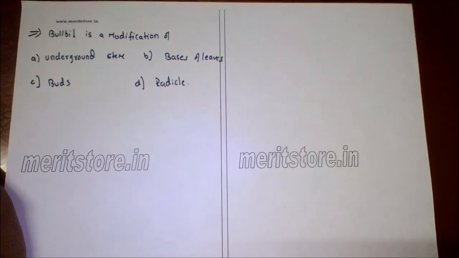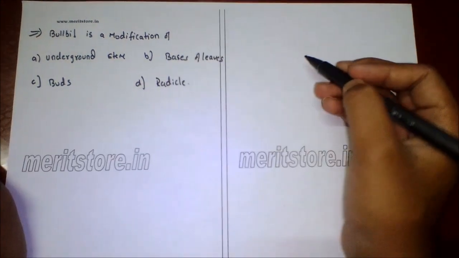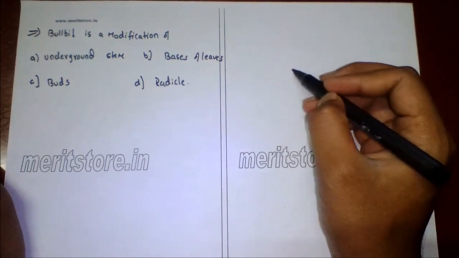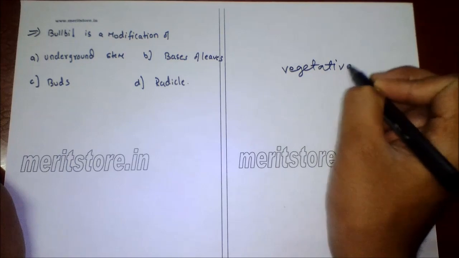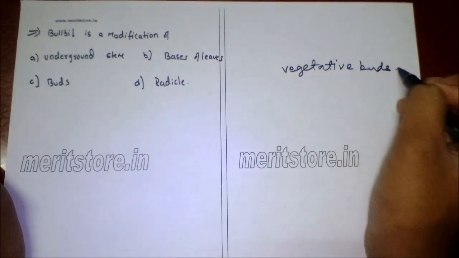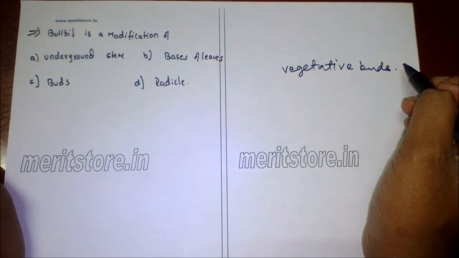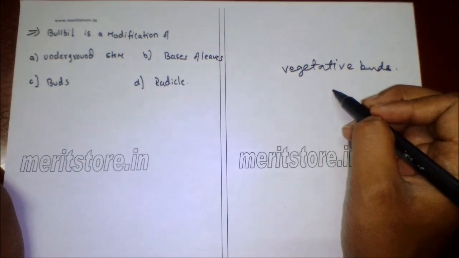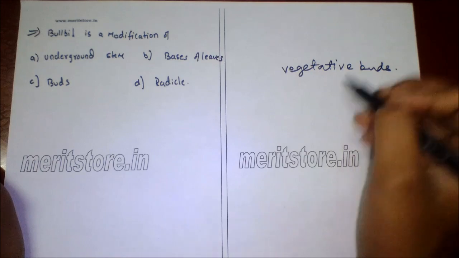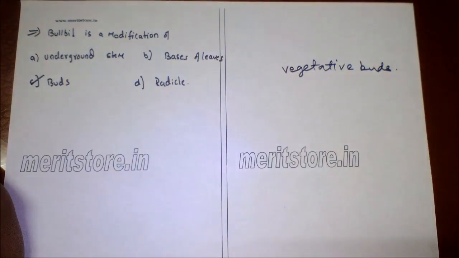Bulbil is modification of: A. underground stem, B. base of leaves, C. buds, D. radicle. Vegetative buds or floral buds modify into swollen structure called bulbil or bulblets. These are vegetative buds. It separates from parent plant and gives rise to a new plant, which is vegetative reproduction. It is seen in Agave and Oxalis, option C.